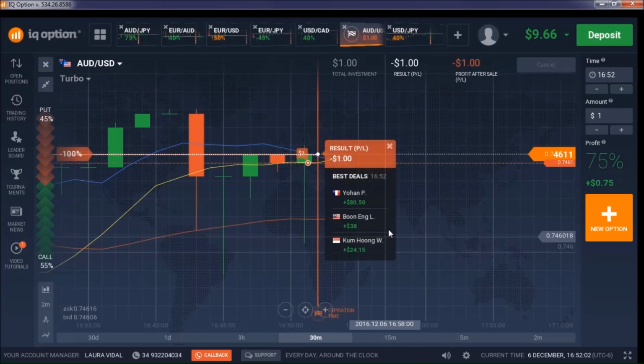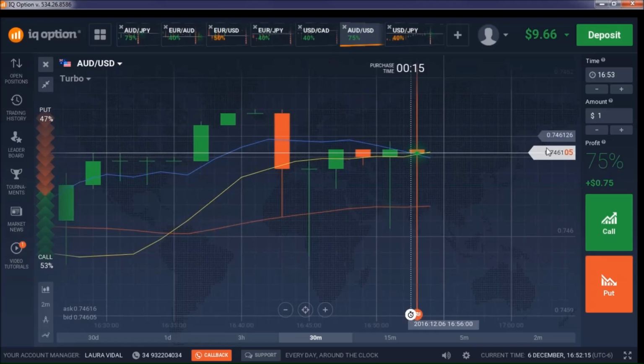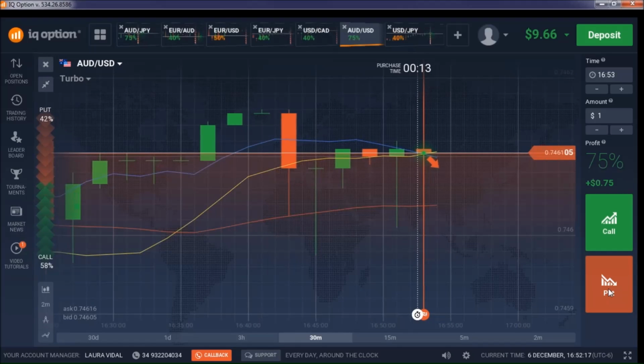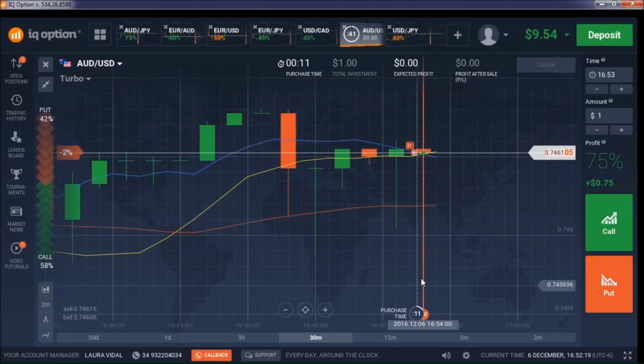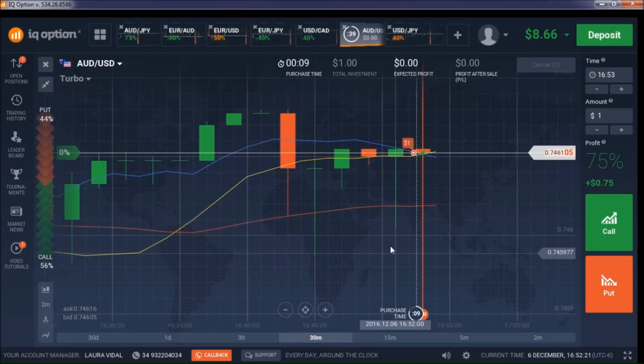Okay, the next one is going to be a put. Like I said, we have a first loss, so it's really up to you guys if you want to continue, if you enter, of course. I will still keep on trading because I know that this strategy will give me a recovery. Let me know if you were able to enter.